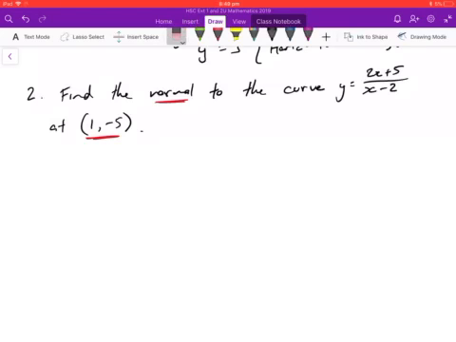Oh, sorry, I've made a mistake here. It is 2x plus 3. Oh, the wrong charger.